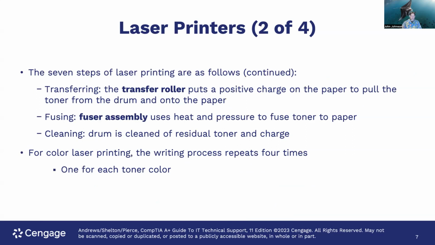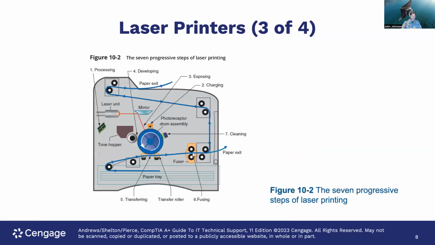Then you've got the fusing part. That's really it for the paper part. That's where the fuser assembly uses heat and pressure to fuse the toner to the paper. And that's why if you get your paper right after it comes out of the printer, it's a little bit warm to the touch. That's because of your fuser assembly. And then the last part is cleaning. The drum is cleaned of residual toner and charge. So for color laser printing, this whole process repeats 4 times, 1 for each toner color.